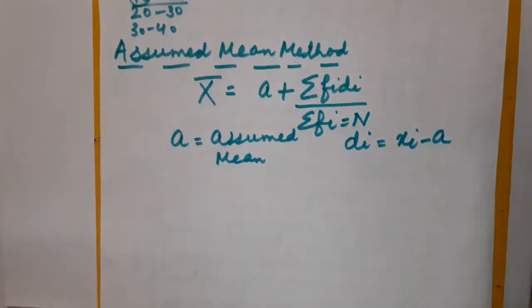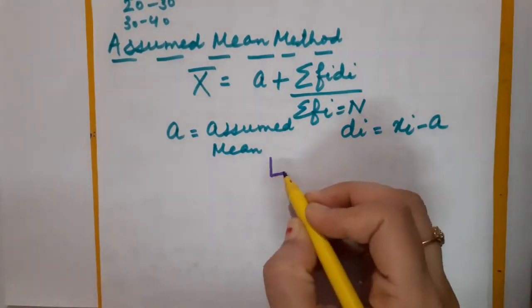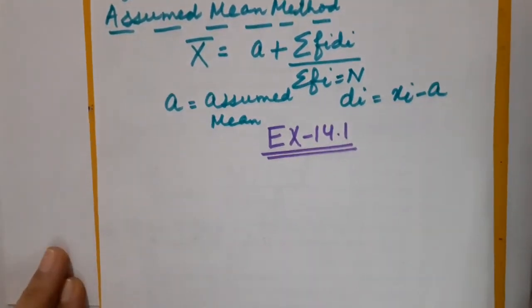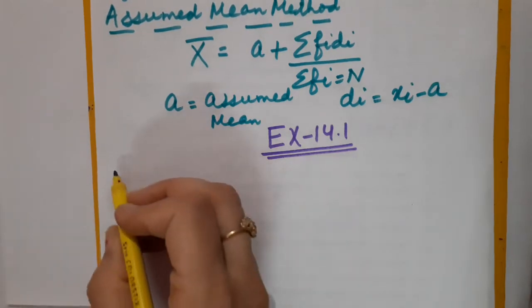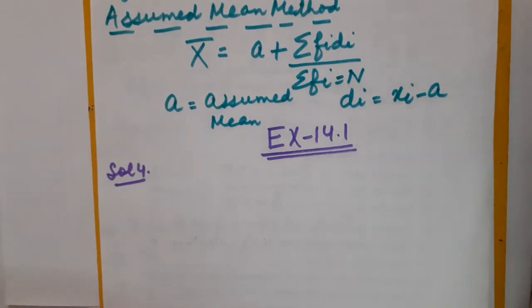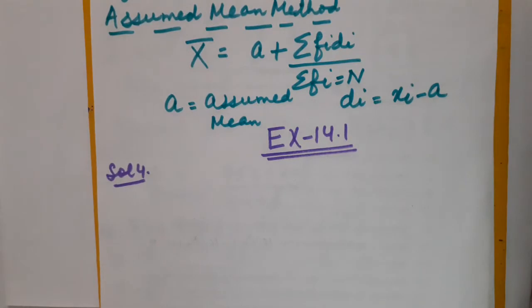So children, for better clarity of this concept, I will be taking the questions from exercise 14.1. The complete exercise is based on calculating mean, so it depends on you which particular method you are going to adopt. I will be taking question number 4. Yesterday I took up to question number 3, and the direct method was used in those questions. I gave you questions 4 and 5 to do at home using the direct method. Now I am going to make you understand question number 4 using the assumed mean method.